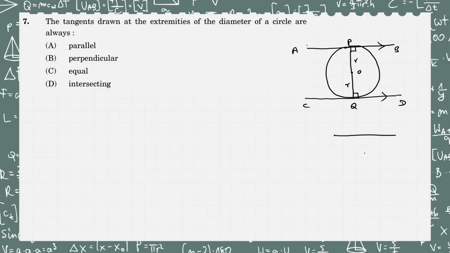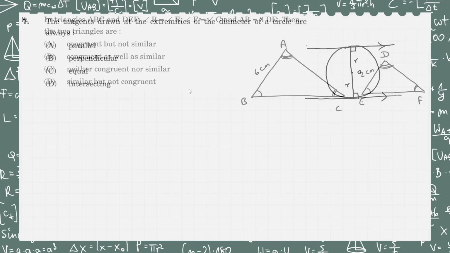So when we have two lines and a transversal touching both of the lines, having sum of the co-interior angles as 180, then the lines should be parallel to each other, right? So we can say that the tangents at the extremities of the diameter are always parallel to each other. So that's the correct answer. Now let's move on to the next sum.